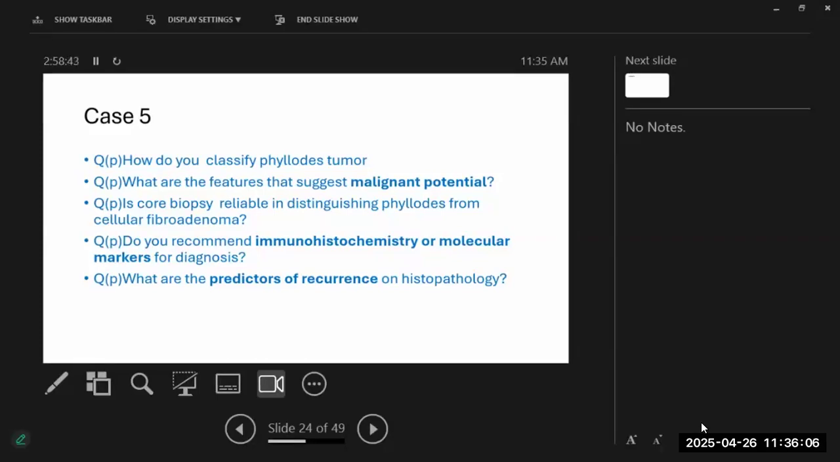So yes, molecular testing, TERT promoter mutations, has been reported to differentiate fibroadenomas from benign phyllodes tumor in studies, but it is not used practically for that differentiation, otherwise nothing. So what are the predictors of recurrence in histopathology?